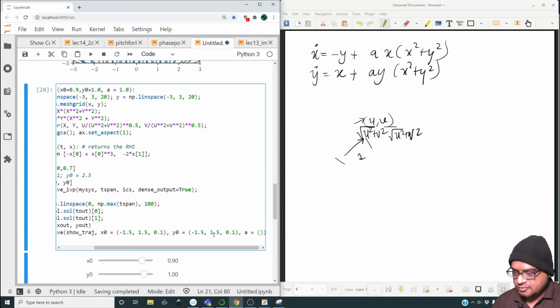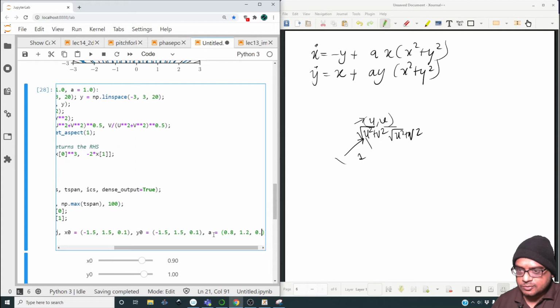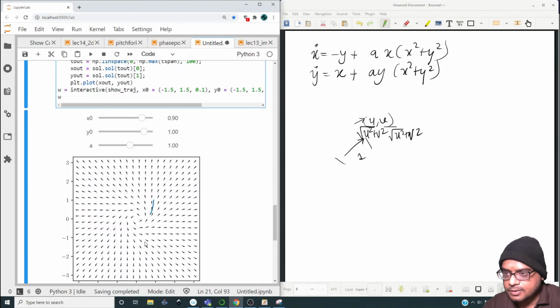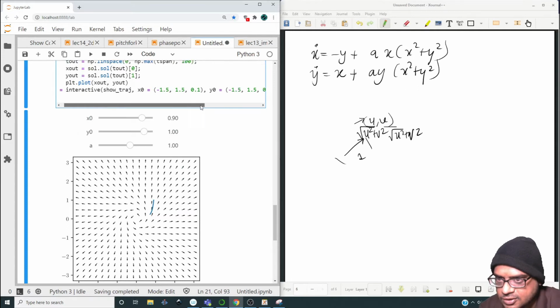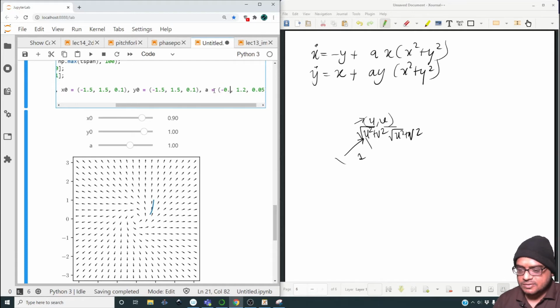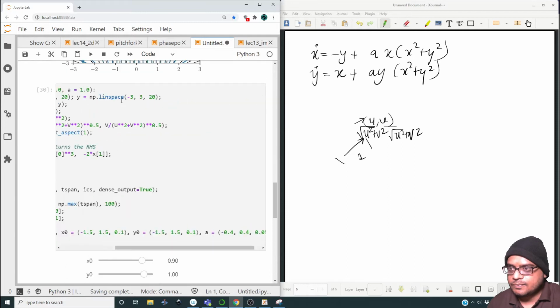So a will go from 0.8 to 1.2 in steps of 0.05. Let's run this. Actually, it has to go from, let's say, minus 0.4 to 0.4. That's when the fundamental change in behavior will happen. Let it be 0 as the default value.